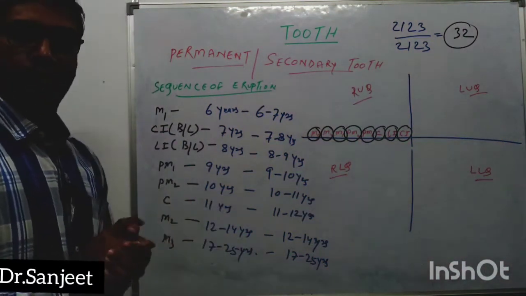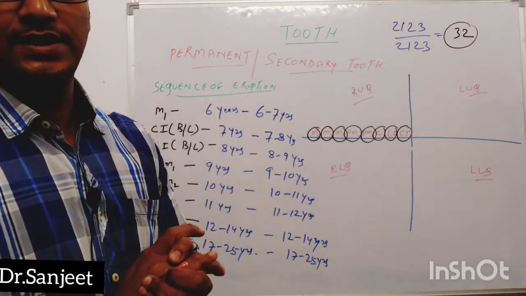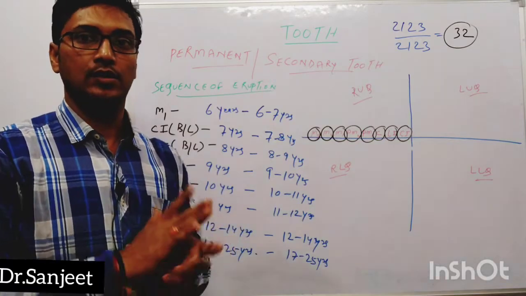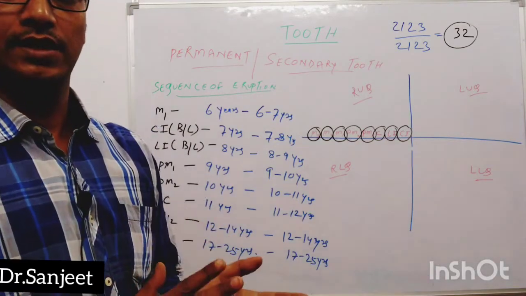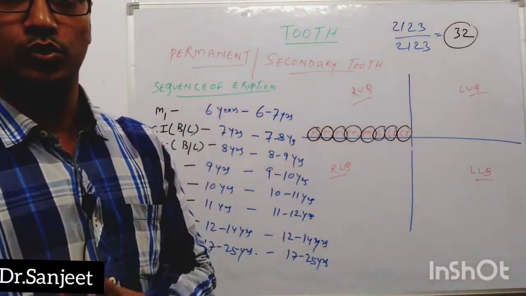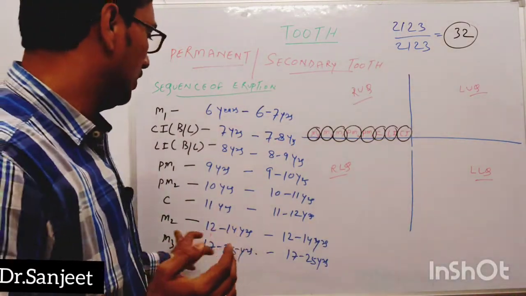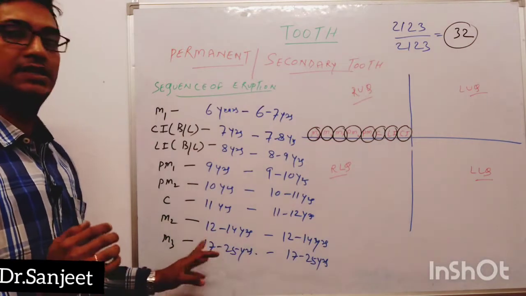Molar 1 6 to 7 years, then central incisor 7 to 8 years, lateral incisor 8 to 9 years, premolar 1 9 to 10 years, then premolar 2 10 to 11 years, canine 11 to 12 years, and molar 2 12 to 14 years, and molar 3 17 to 25 years.